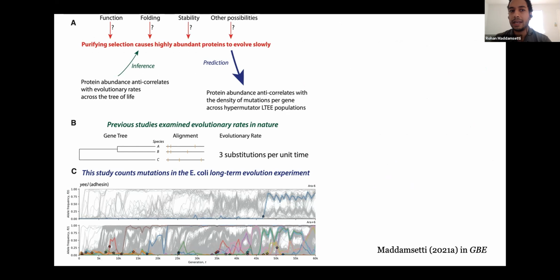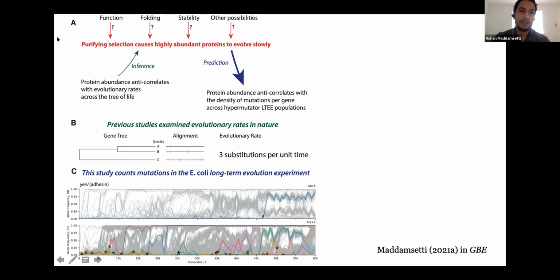What that means is that when you have these very abundant proteins, these can evolve quite slowly compared to proteins which are less abundant. One inference from that empirical fact is that purifying selection causes highly abundant proteins to evolve slowly. The causes of this are really debated. People are really arguing about this. People really don't understand the causes of this. People talk about mistranslation, protein folding, things like that. But there really isn't any consensus in the field for why that's true.